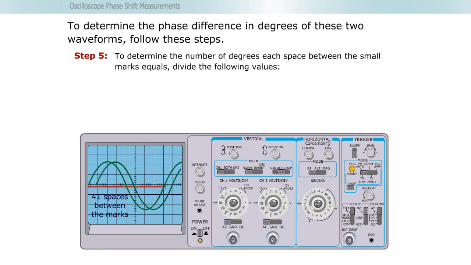Step 5. To determine the number of degrees each space between the small marks equals, divide the following values. 360 degrees divided by 41 equals 8.78 degrees. So each space is rounded to 8.8 degrees.